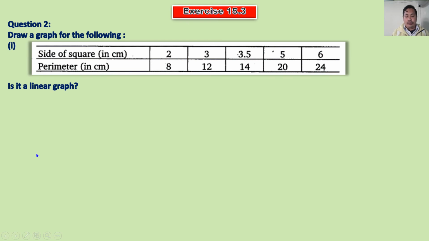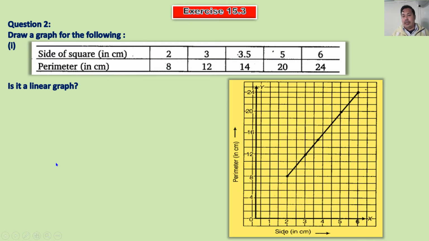So the particular graph is this. While I'm constructing the graph, you can see here we start from 0, and we are taking its unit on the x-axis as 1 centimeter. So unit 1, 2, 3, 4, 5, 6, up to 6 units you are taking, because the highest value of the side of the square is 6, so we have to take this.